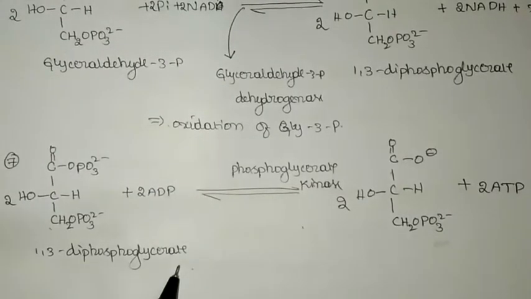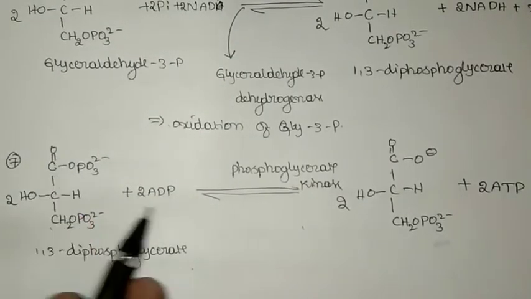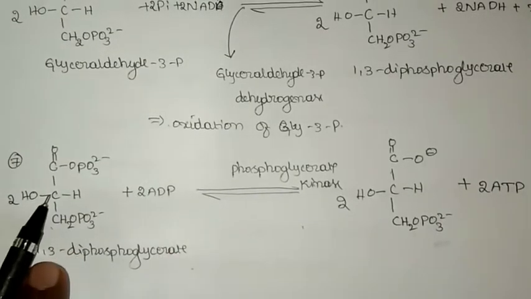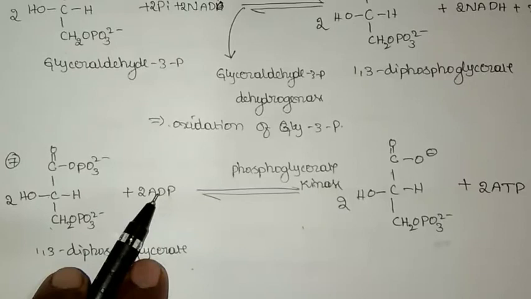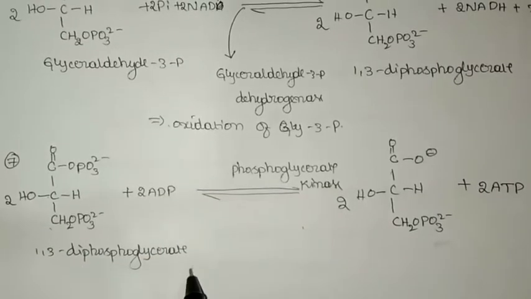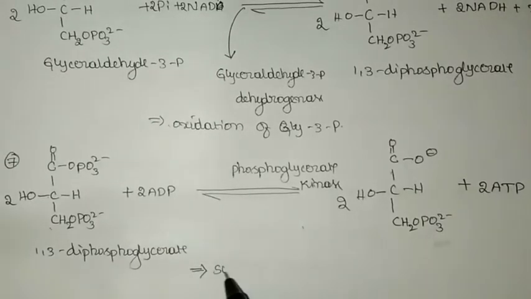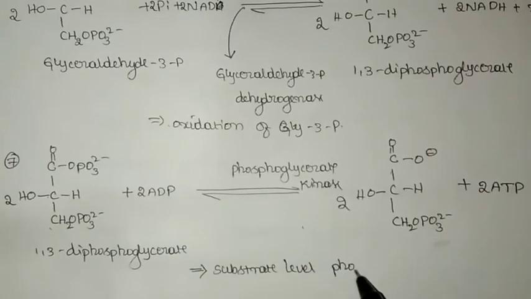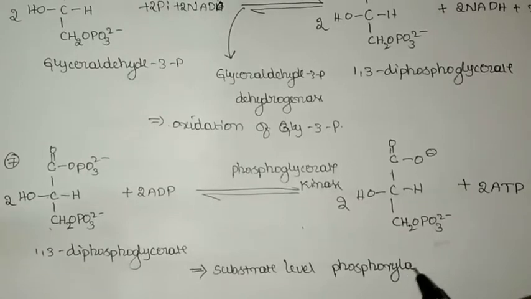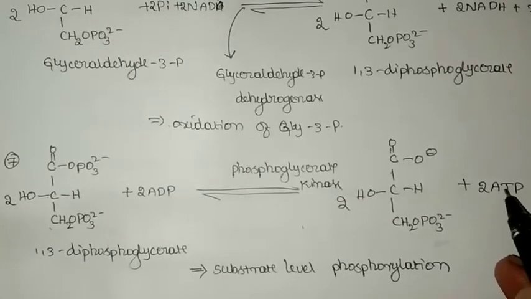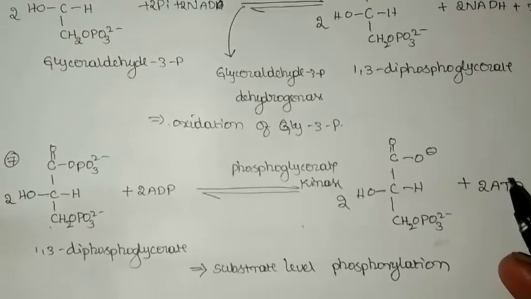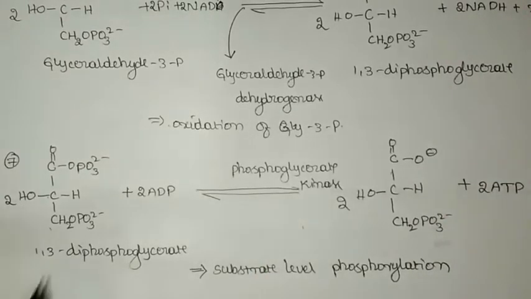So here you can notice that this is the substrate molecule. We are having ADP, and from the substrate the phosphate unit is transferring into ADP so as to produce ATP. That means we can clearly say that this reaction is a best example of substrate level phosphorylation. So here 1,3 diphosphoglycerate is a high energy phosphate, and that causes substrate level phosphorylation of ADP so as to produce ATP. This is the seventh reaction of glycolysis.